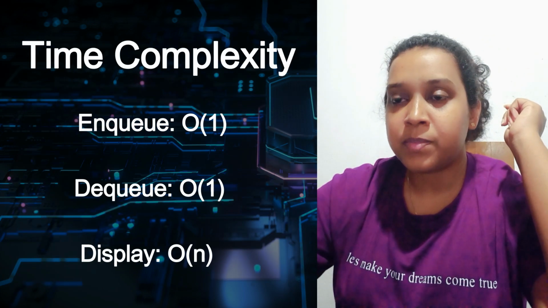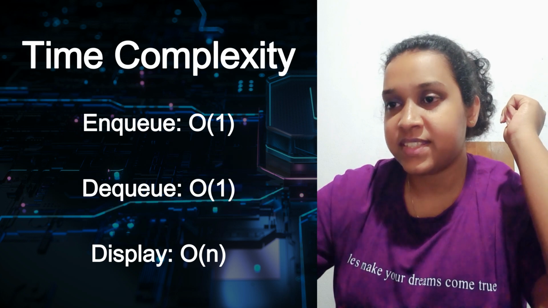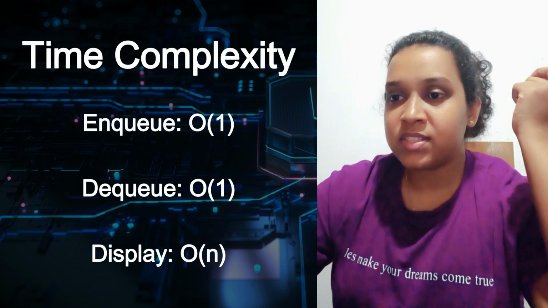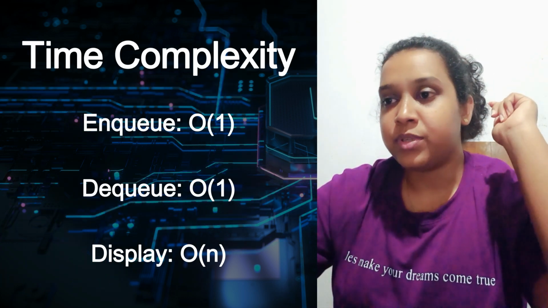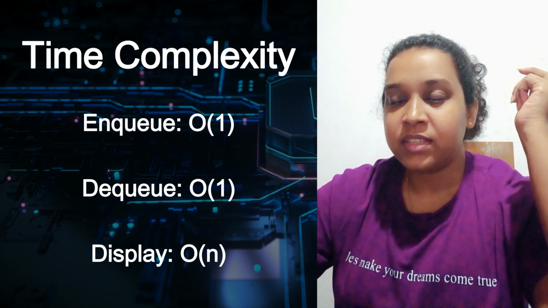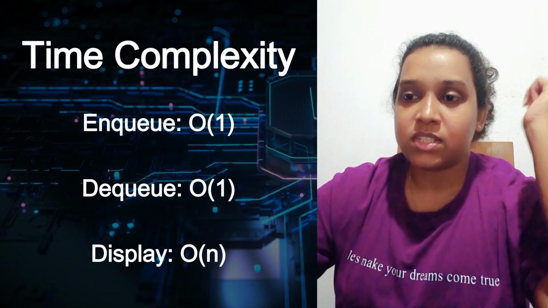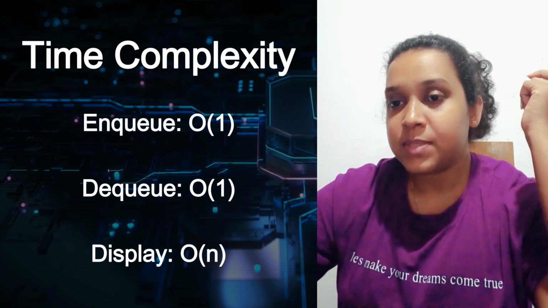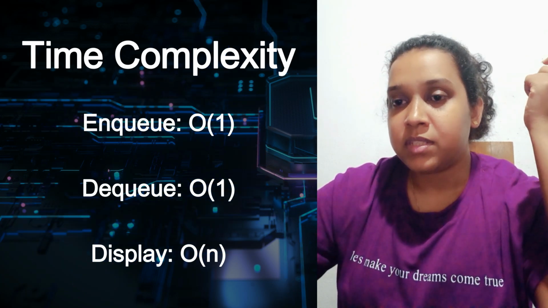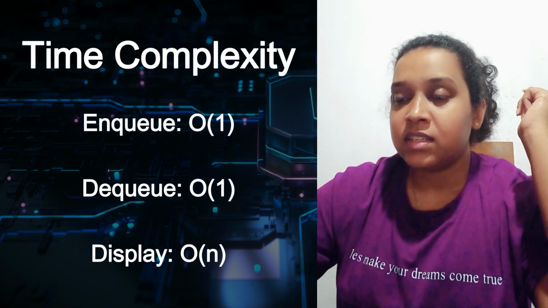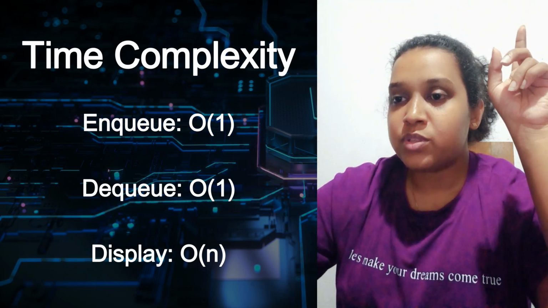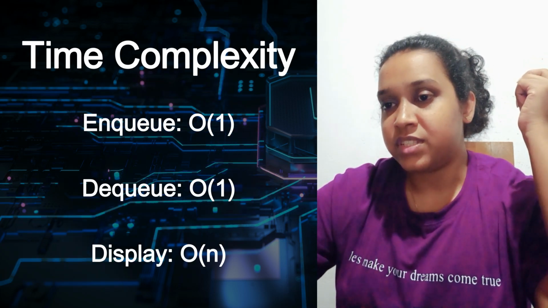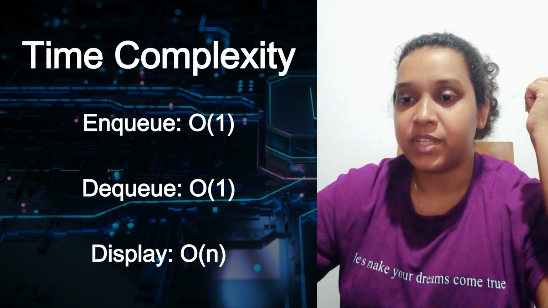Next, let's talk about performance. How fast are the operations in an array queue? When enqueuing, it's always a constant time. You just update the rear pointer. And when dequeuing, it's also always a constant time. You just move the front pointer. But when displaying the queue, this takes more time because you have to go through all the elements. So overall, ArrayQueue is very efficient, especially for enqueue and dequeue operations.